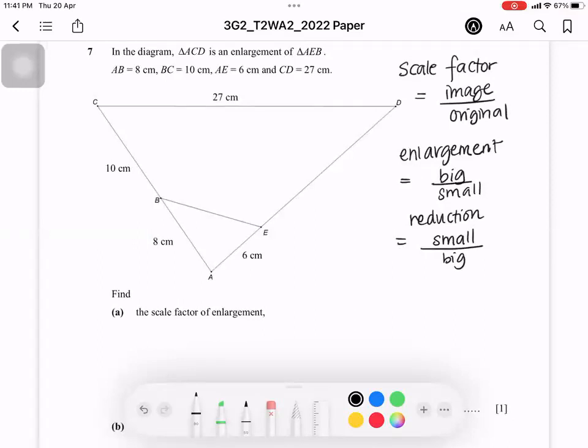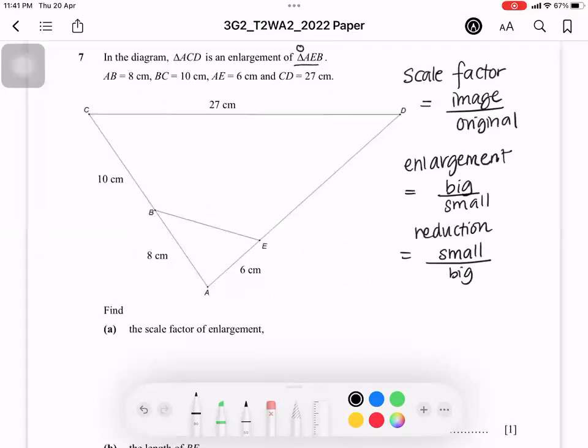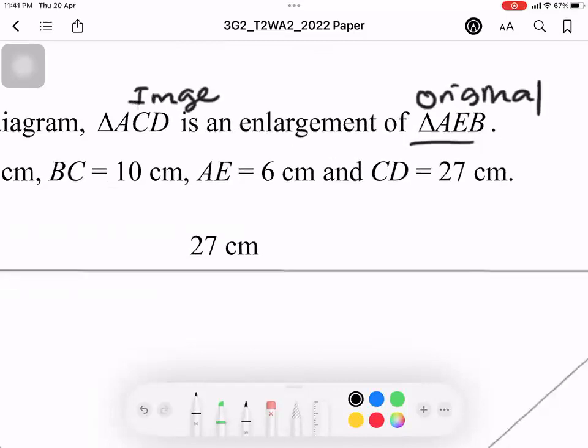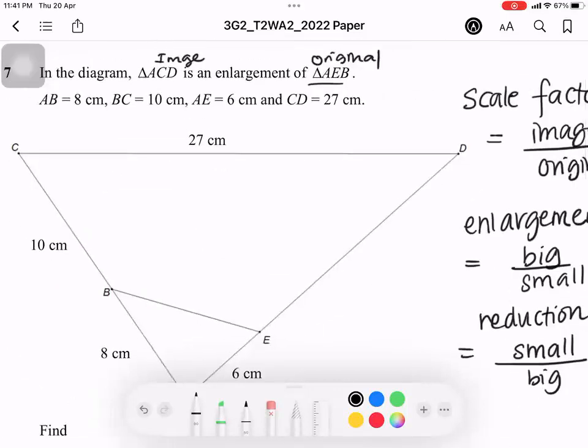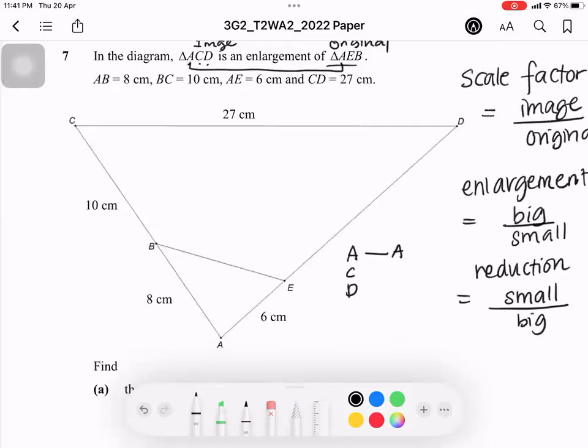So ACD is an enlargement of AEB. So AEB is the original, and this one is the image, which is actually big over small. Now, very important, they give you ACD and AEB. Match your labeling. ACD, ACD. Angle A matches with A.